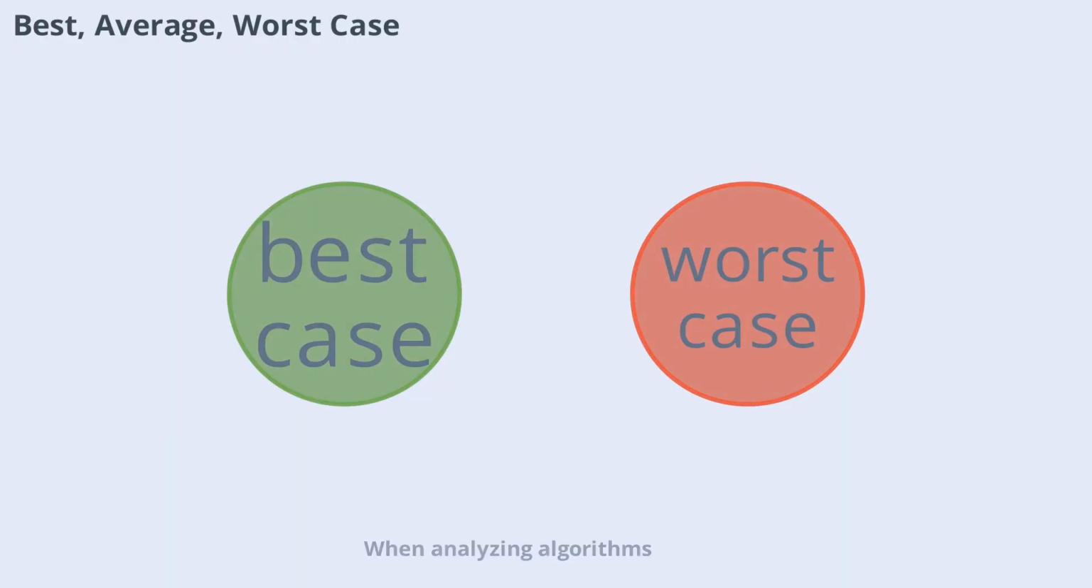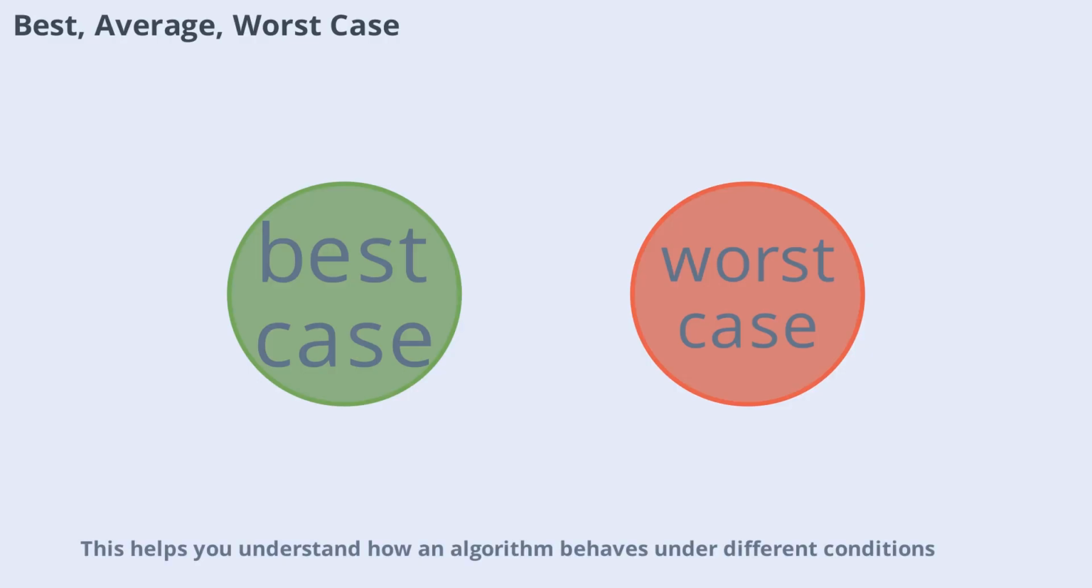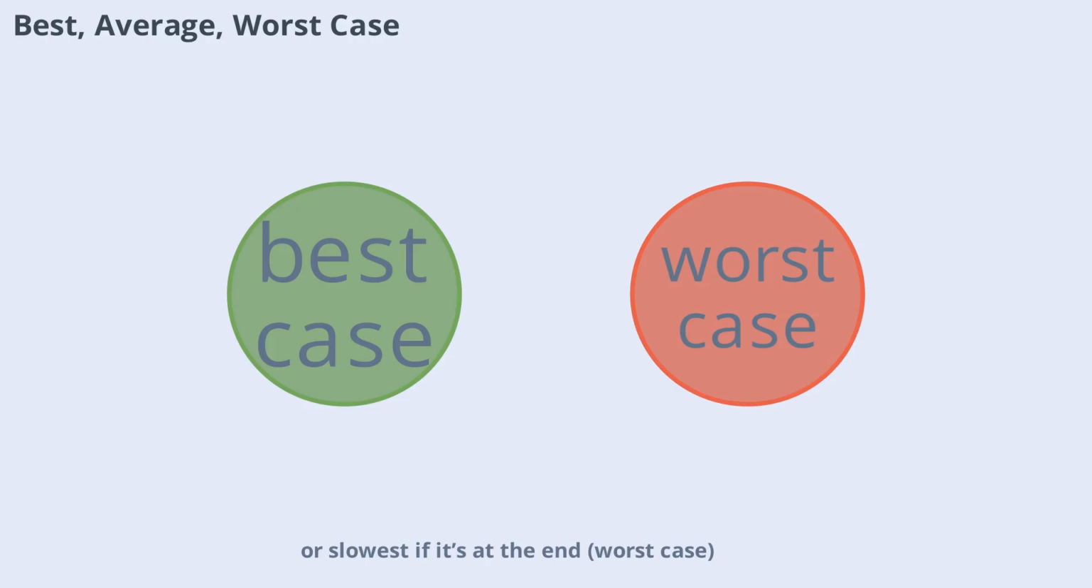In analyzing algorithms, it's important to consider their performance in the best, average, and worst-case scenarios. This helps you understand how an algorithm behaves under different conditions. For example, searching for an element in an unsorted array could be fast if the element is at the beginning, best case, average if it's somewhere in the middle, or slowest if it's at the end, worst case. This analysis guides you in selecting the right algorithm for your need.